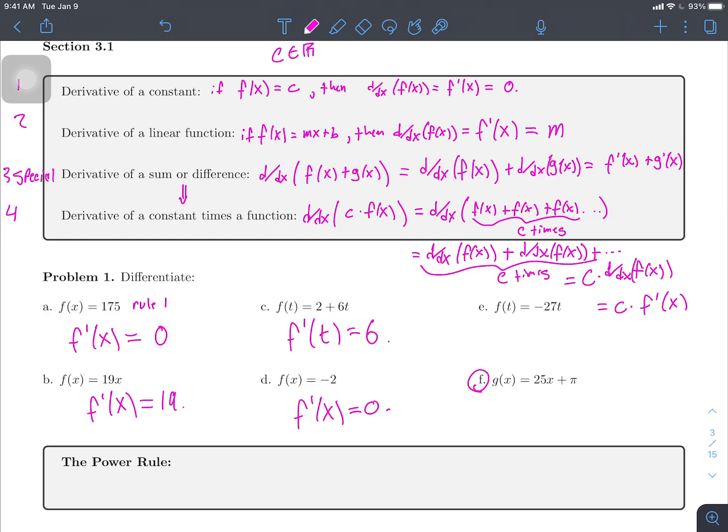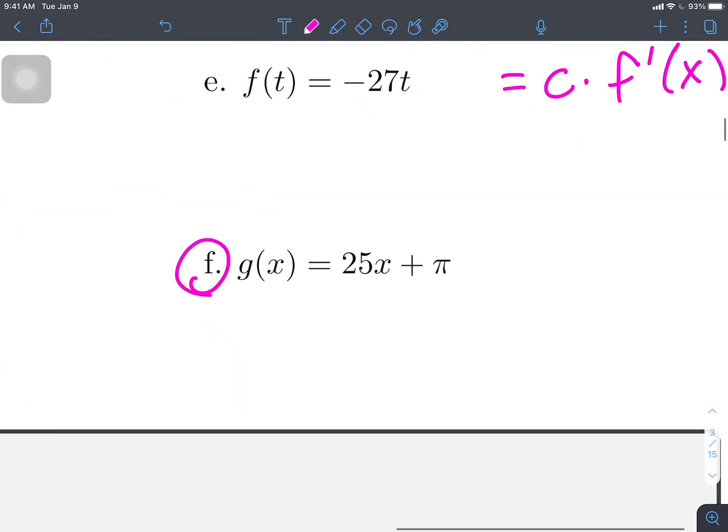Alyssa? Pi is a number. Pi is a number, so it's the same thing as b, so it's just 25 times x. Exactly. Pi is just a number. So this has the form mx plus b, where b is pi and m is 25.